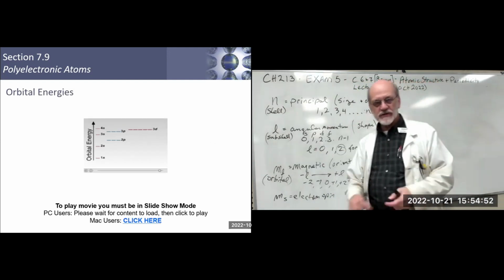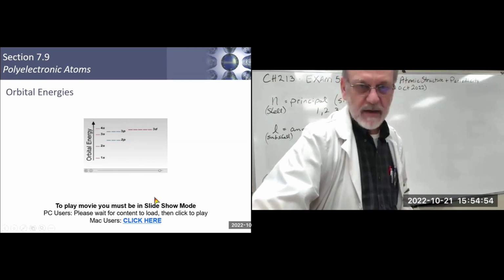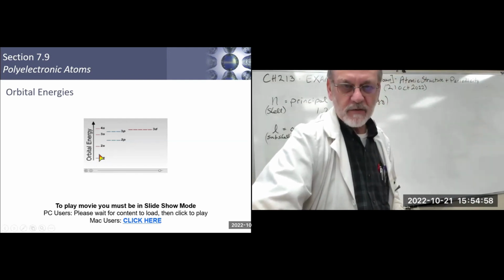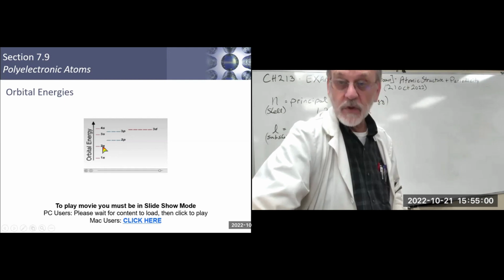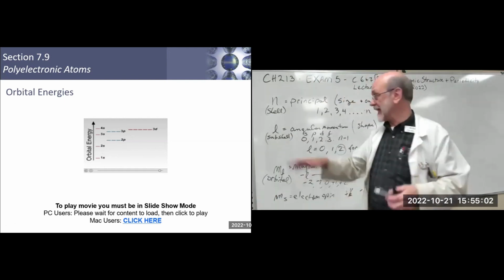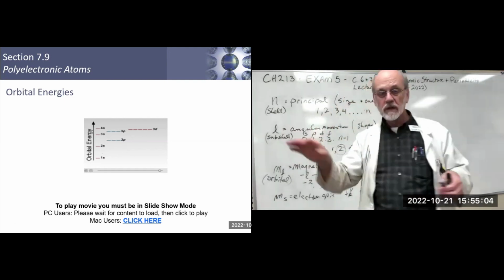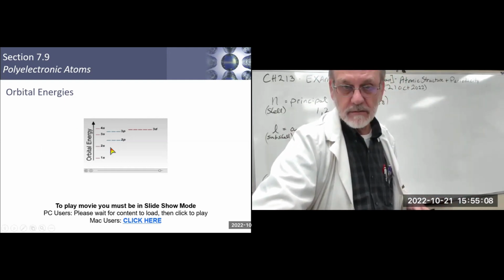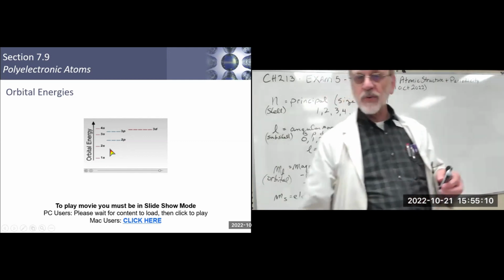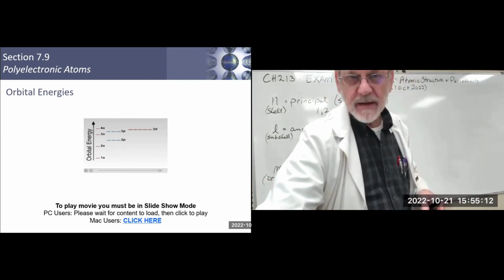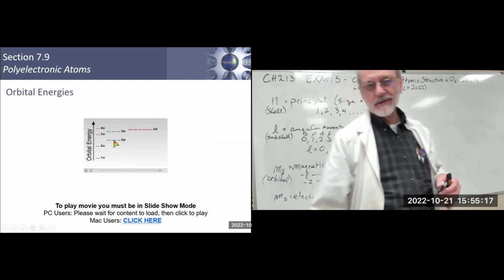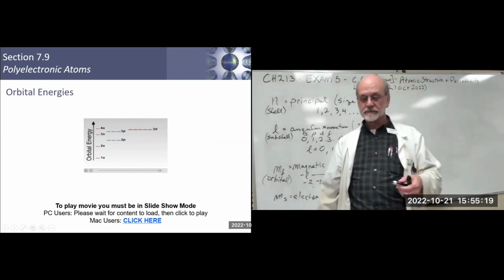And this illustrates some of those differences. In other words, you might see 1s at this level, 2s at this level. We would expect, because n=2 determines the energy, that the 2p and the 2s would be in the same region, right? But if you start putting electrons into the 2p, then it pushes its energy up higher by repulsion.